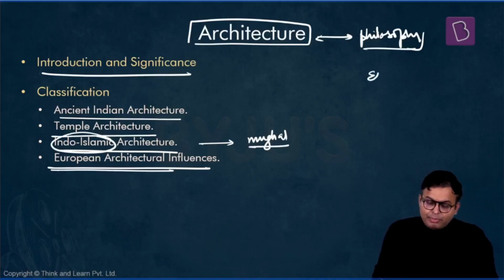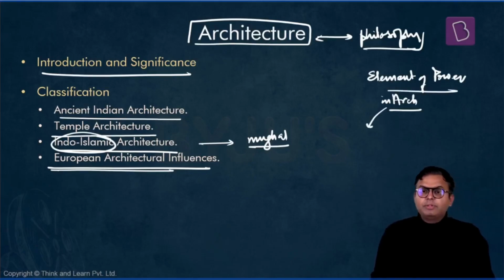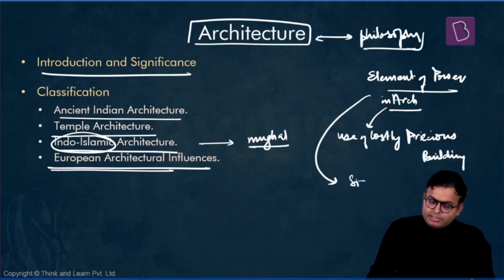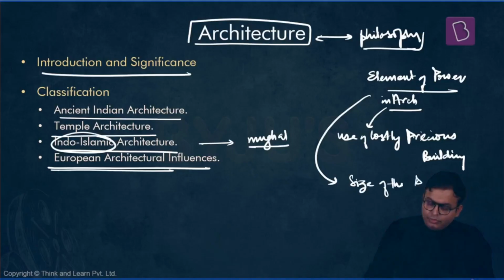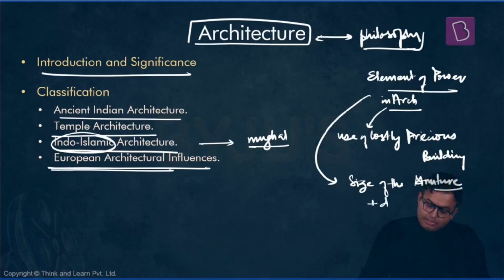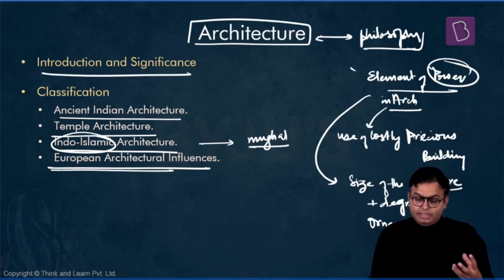Talking about the element of power, let me explain something. In architecture, the element of power can be shown in multiple ways. One, the use of costly or precious building material. The element of power is also reflected in the size of the structure. Therefore, we find that when the empire was declining, the size of art forms, and not only the size but the degree of ornamentation, changed. Degree of ornamentation is something that we also associate with architecture.